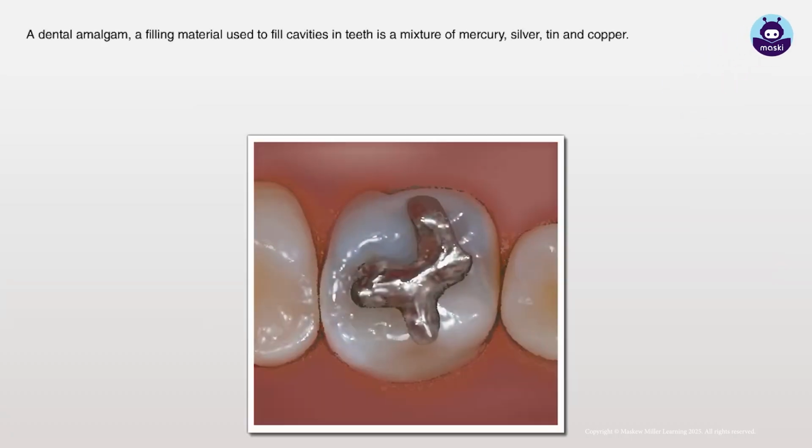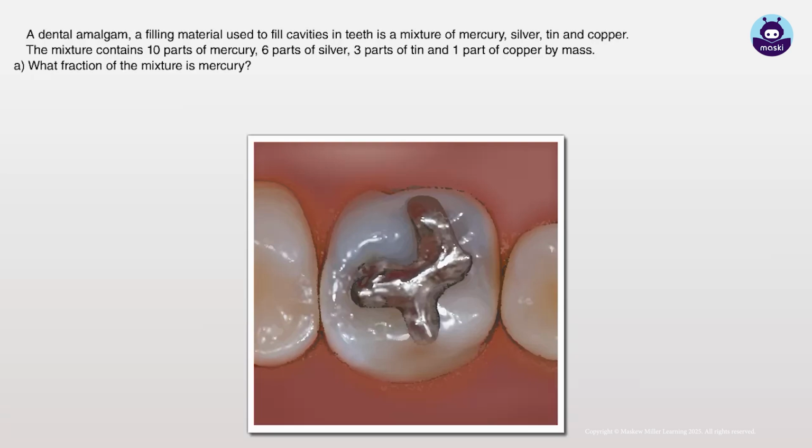Dental amalgam, a filling material used to fill cavities in teeth, is a mixture of mercury, silver, tin, and copper. The mixture contains 10 parts of mercury, 6 parts of silver, 3 parts of tin, and 1 part of copper by mass. What fraction of the mixture is mercury? What fraction of the mixture is silver? What fraction of the mixture is tin?